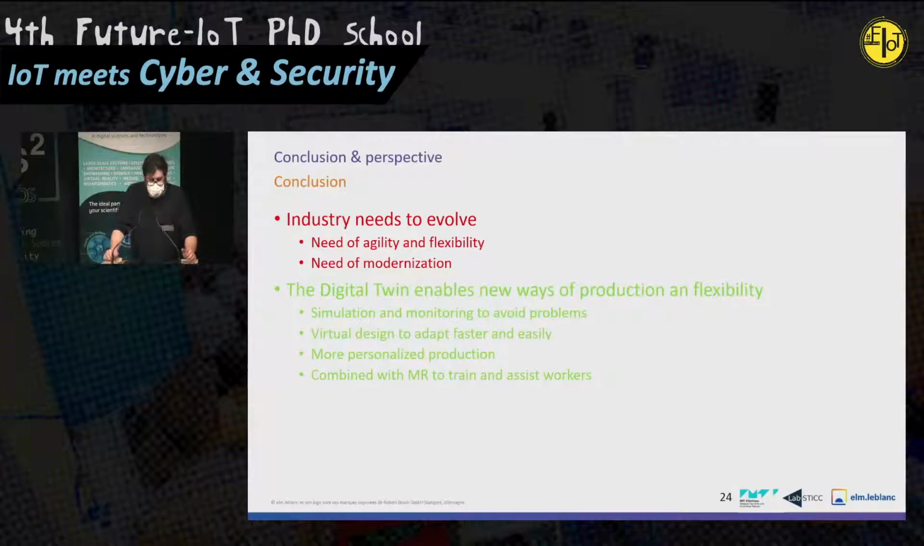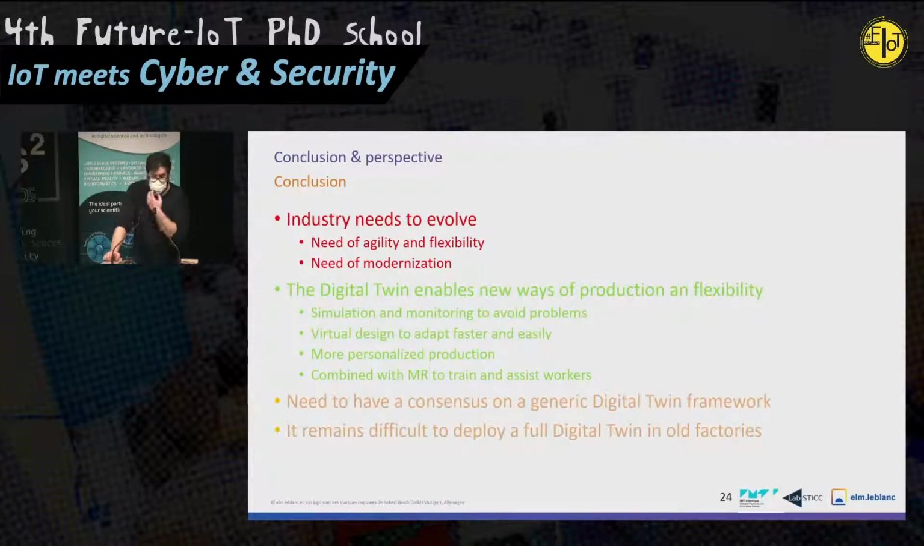And with the combination with AR or VR, we can train and assist workers more easily, so the training will be faster, autonomous, and directly on the assembly lines. But it's hard to have a consensus on a generic digital twin framework, because right now you can make a generic digital twin, but every operation has its specialties, so it's hard to make something that will adapt to every factory. And it's hard to deploy and maintain a digital twin in all factories, so sometimes you don't have all the information necessary.